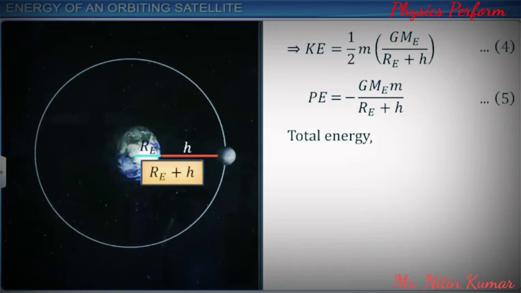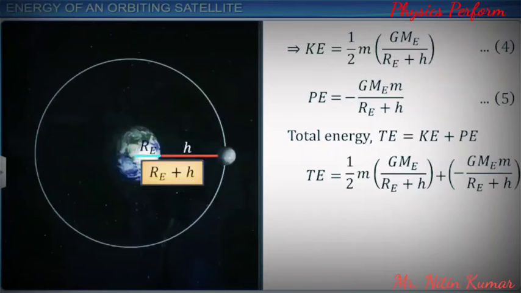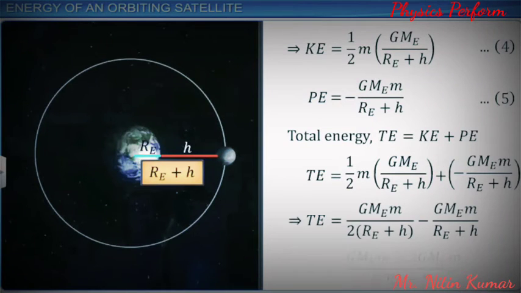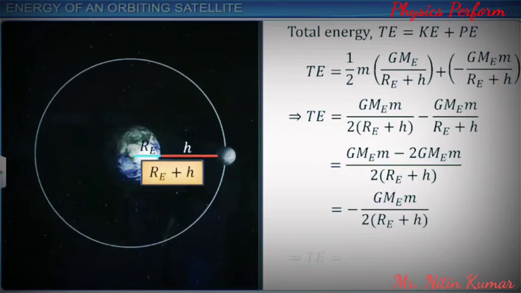Now the total energy of the moon in its orbit is determined by the sum of its kinetic energy and potential energy. Thus, the total energy of the moon or any given satellite revolving in its orbit around the Earth at a given height is expressed as minus of GMEm divided by 2 times Re plus h. The total energy of an orbiting satellite is found to be negative. Let this be equation 6.